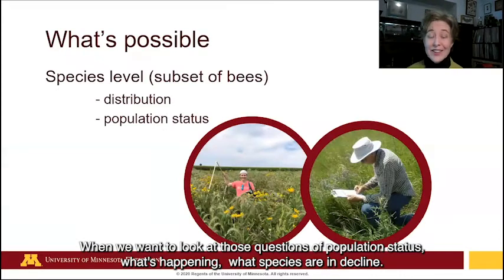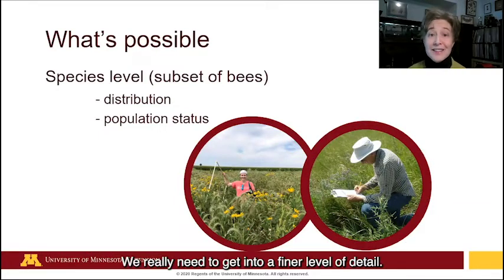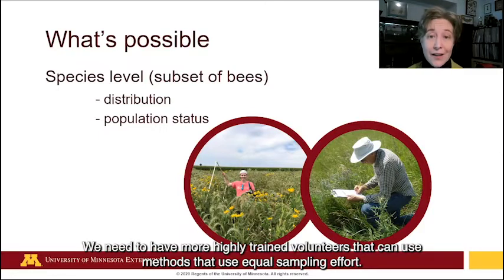When we want to look at those questions of population status, what's happening, what species are in decline, we really need to get into a finer level of detail. We need to have more highly trained volunteers that can use methods that use equal sampling effort.